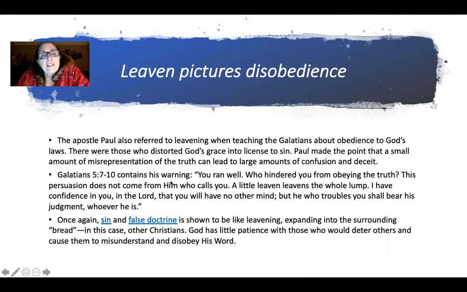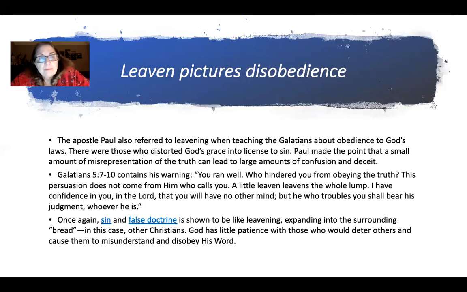Galatians 5:7-10 contains his warning. "You ran well. Who hindered you from obeying the truth? This persuasion does not come from him who calls you. A little leaven leavens the whole lump. I have confidence in you, in the Lord, that you will have no other mind, but he who troubles you shall bear his judgment, whoever he is." Once again, sin and false doctrine is shown to be like leavening, expanding into the surrounding bread.